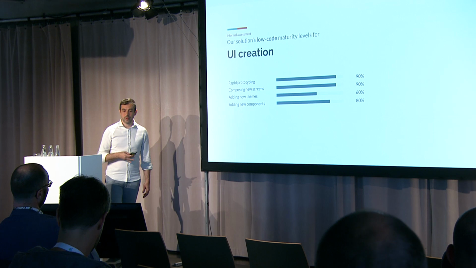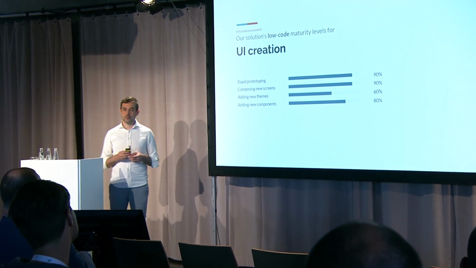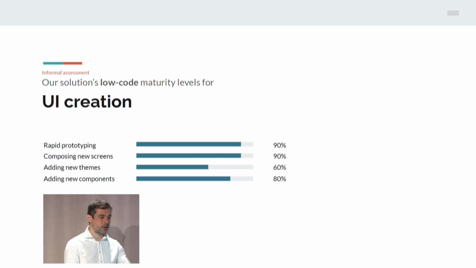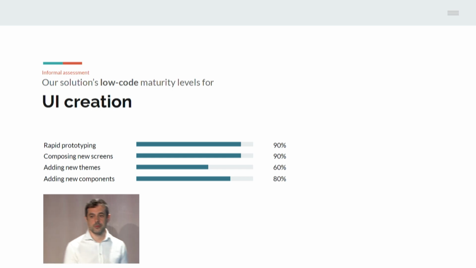So if we need to sort of informally self-assess the low-code maturity of this kind of solution for the UI part, I would say that rapid prototyping is there with a solution like the one we thought about, printing these controls on paper and then cutting them and just gluing them together in an interface. When it comes to composing new screens, of course, Design Studio is a great tool that allows you to really just drag and drop stuff, and it works very well.